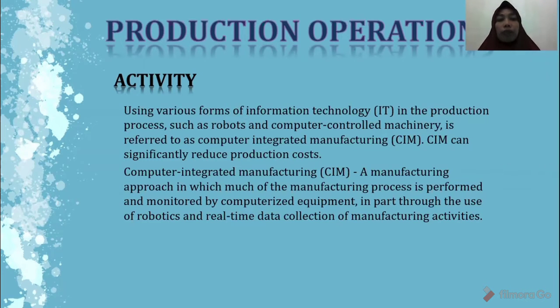Using various forms of information technology (IT) in the production process, such as robots and computer-controlled machinery, is referred to as computer-integrated manufacturing. Computer-integrated manufacturing is a manufacturing approach in which much of the manufacturing process is performed and monitored by computerized equipment, due in part to the use of robotics and real-time data collection of manufacturing activities. Computer-integrated manufacturing can significantly reduce production costs.